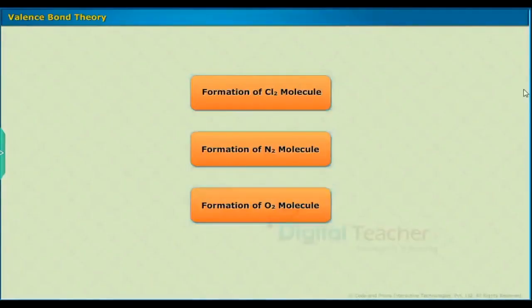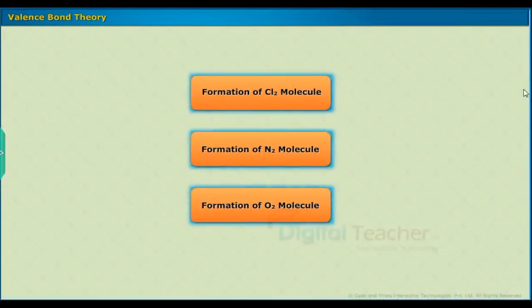Let us learn about the valence bond theory using the examples of the formation of chlorine, nitrogen, and oxygen molecules. Click each tab to know more.